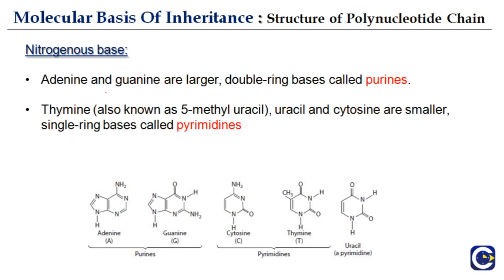So adenine and guanine are larger double ring bases called purines. You see here structures like there are double rings, first ring, second ring, first ring, second ring. So adenine and guanine, short form you can learn AG, AG is purines. Thymine, sometimes it is also called 5-methyl uracil.